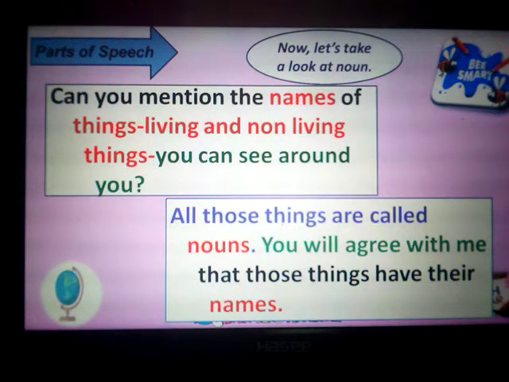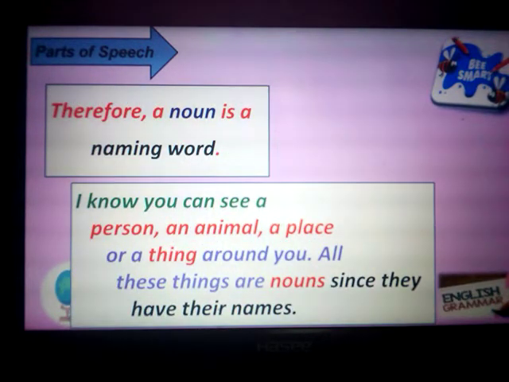Now, can you mention the names of things you can see, both living and non-living things? Good. All those things are called nouns, and you agree with me that they have their names. A noun is therefore a naming word. You must have seen one person or the other around you at one time or the other. An animal, you can mention an animal around you. You can mention a place or you're in a place at this point in time. You can mention a thing around you or so many things around you. All those things are nouns since they have their names.